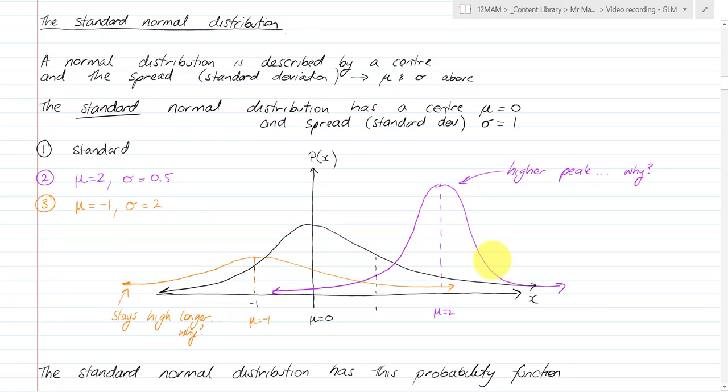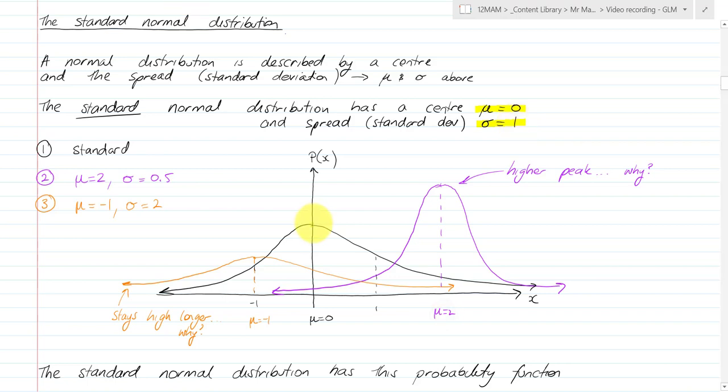So I've got 3 of them drawn here, one in black, one in purple, and one in orange, which I'll talk about in a second. The standard normal distribution has a mean of 0 and a standard deviation of 1. So that sigma is our standard deviation. That's the standard normal distribution. And they're called z-scores, which I'll point out to you a little bit later. So we'll talk about z-scores again in a second. So our black one is our standard normal distribution.